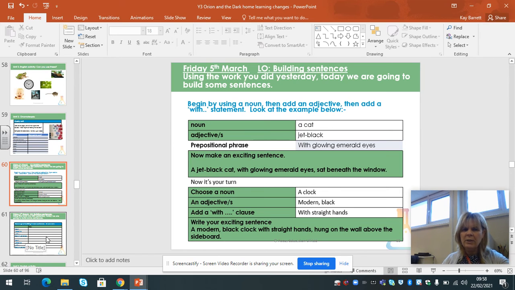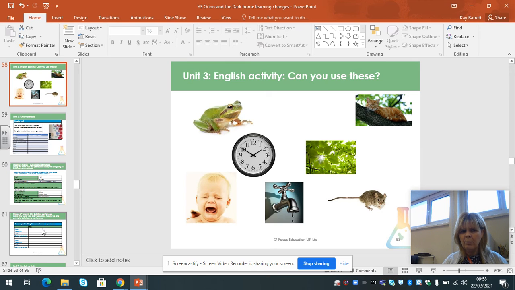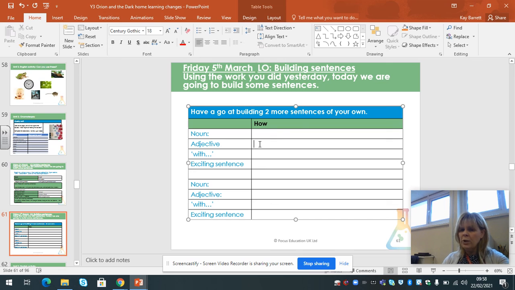Okay, so when you've built your sentences up like that, you're going to have a go at building two further sentences by choosing a noun. Any from the story will do. There's some examples there as well to help you. Describing words, at least one, two if you can. Then a phrase that starts with "with", then build it all together to make your exciting sentence. And you're going to have a go at doing that twice. Okay, hope that makes sense.